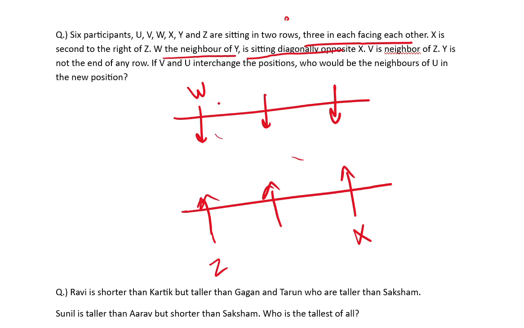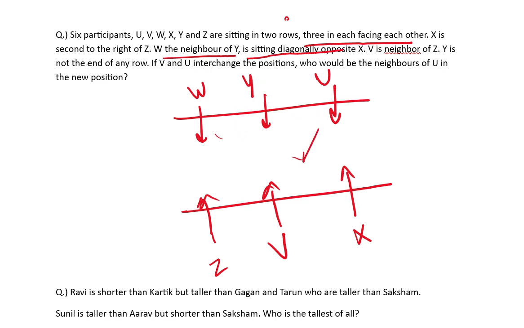W is neighbor of Y. He is given as neighbor of Y. So Y will be here. V is neighbor of Z. Neighbor of Z can be V here only. So what is left? U is left with us. U will be here. And now they have given Y is not at any end of the row. Yes, Y is in between only.